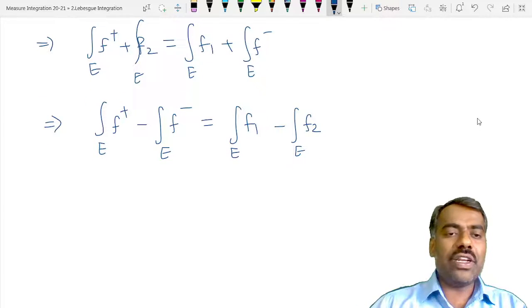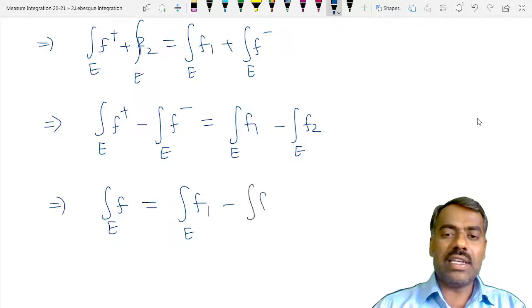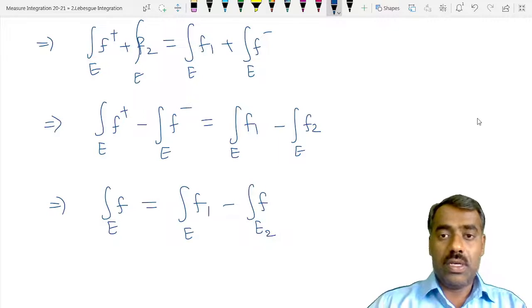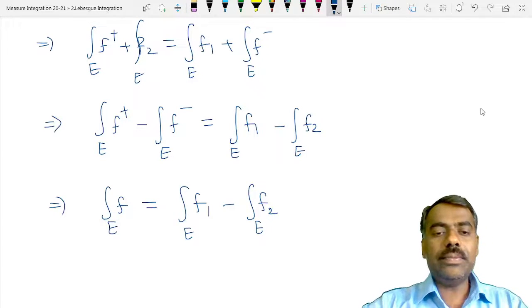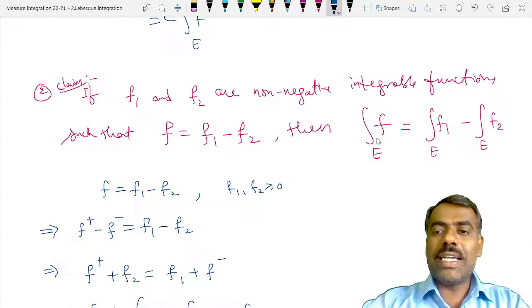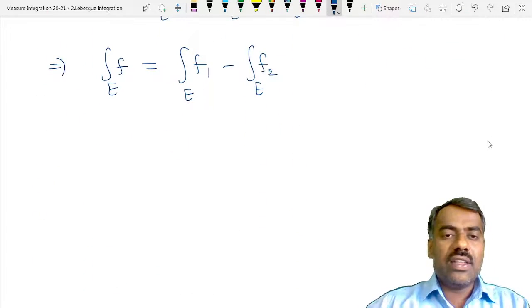But the left hand side, whatever you have here, is nothing but integration of f over e is equal to integration of f1 over e minus integration of f2 over e. Is this clear? So what we have proved is that even if f is f1 minus f2, where f1 and f2 are non-negative integrable functions, then integration of f is integration of f1 minus integration of f2, right? So we use this.